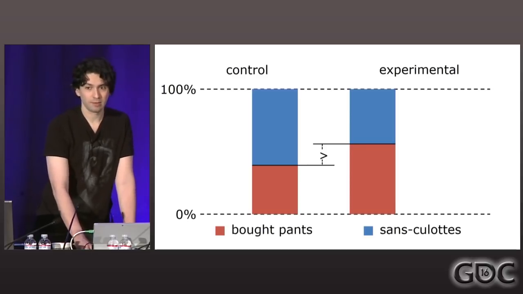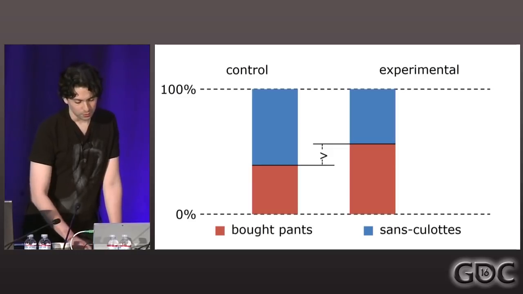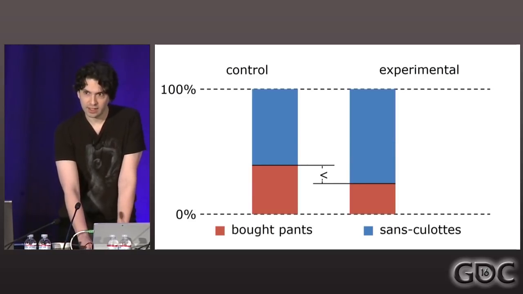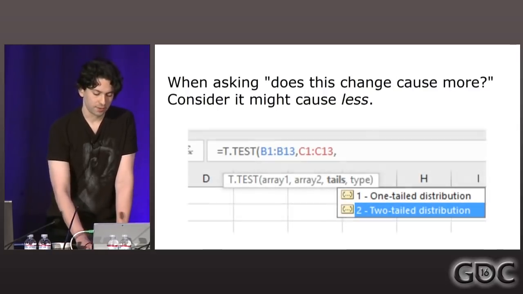I could easily be making people less likely to buy pants. Maybe I've filled their sartorial needs for the week. So whenever you're doing this kind of test, and you're saying, have I caused more of something, consider that you might have caused less of it. That's exactly what the two-tailed test is about.